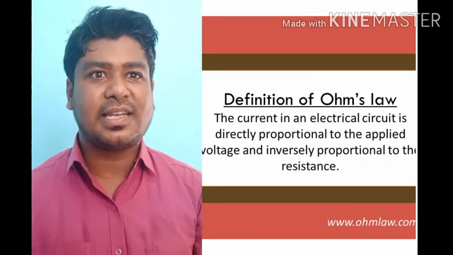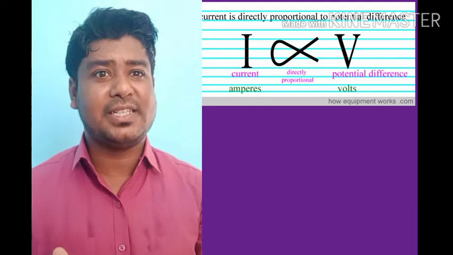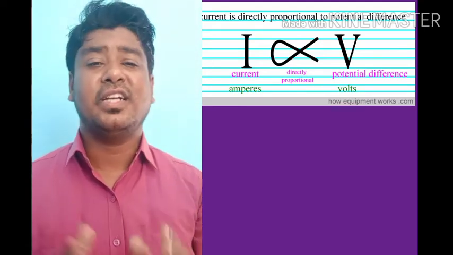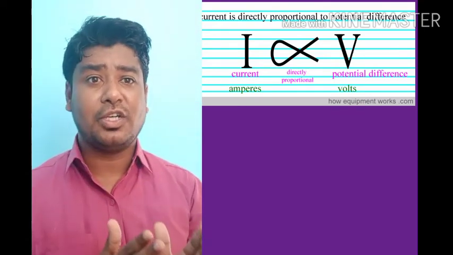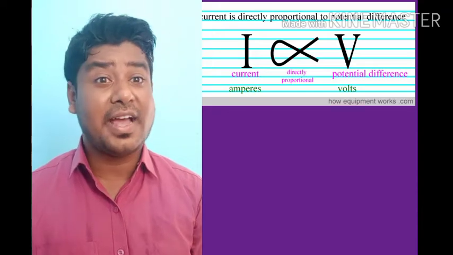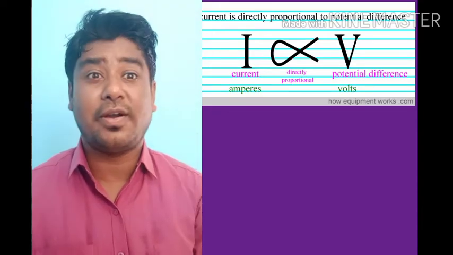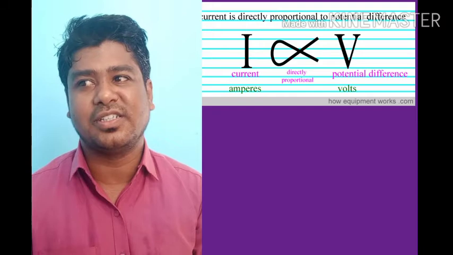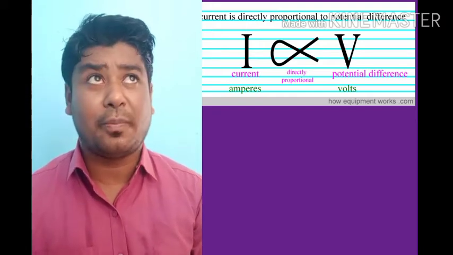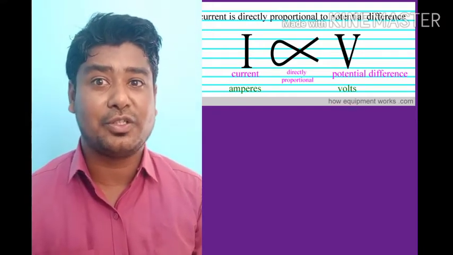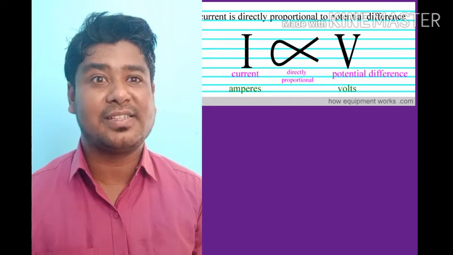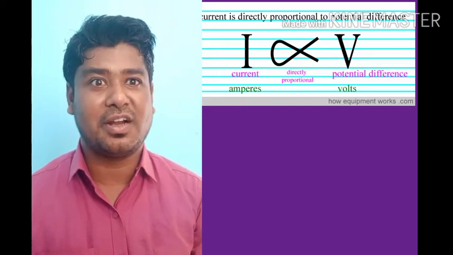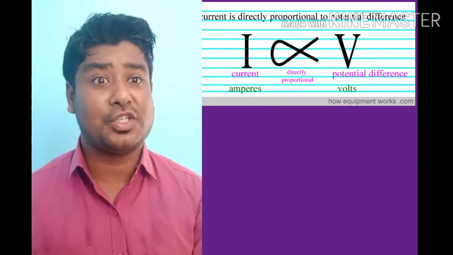This can be mathematically represented very simply: V is directly proportional to I. What is this direct proportionality? You might have seen it in your ninth standard in many derivations, something like F is proportional to m into a, that is Newton's second law of motion. So what is this direct proportionality?